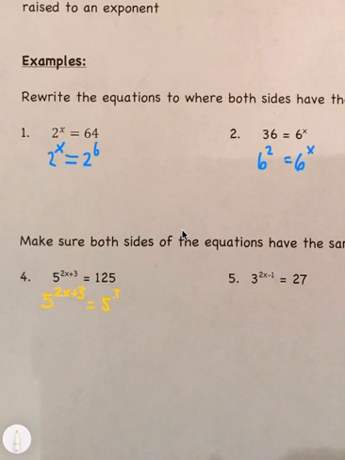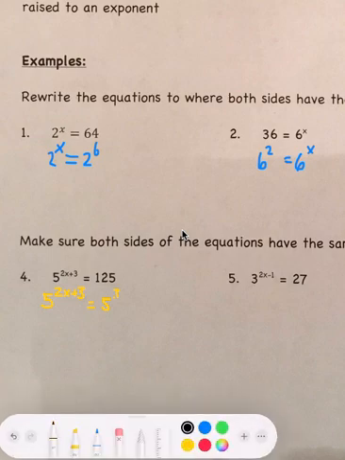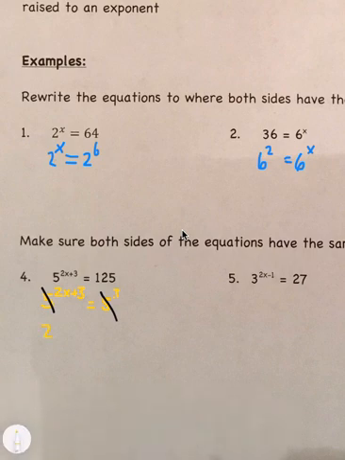So once we see that, we get rid of the bases and then set the powers equal to each other. 2x plus 3 equals 3. So when we subtract 3 from both sides, we get 2x equal to 0, or finally x equals 0.